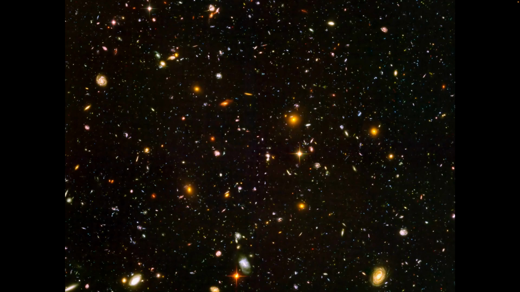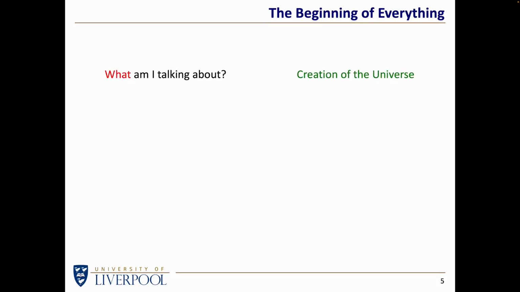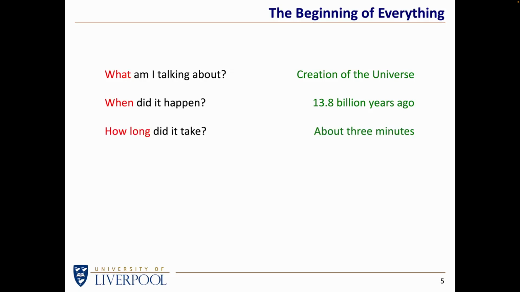But if all of that is out there, where did it all come from? So that's what I'm talking about, the creation of the universe. When did it happen? Well, our best estimate is that it happened 13.8 billion years ago. How long did it take to make the universe? Well, roughly speaking, it took about 3 minutes. And I'll explain why we come up with that particular number in due course.